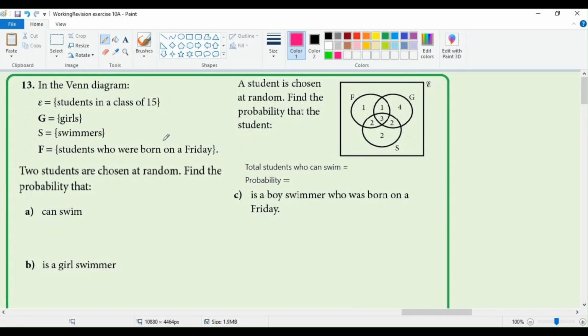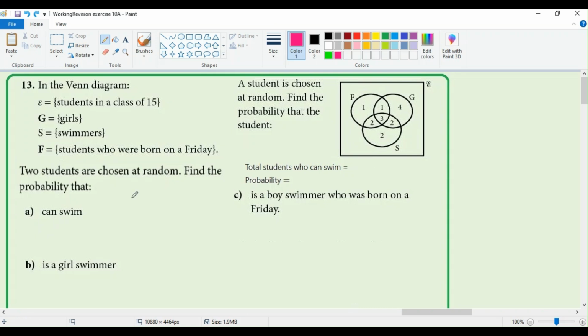The Venn diagram: the universal set is the students of a class that has 15 students. G is the set of girls, S is the set of swimmers, and F is the set of students who are born on Friday. So this region is specified for the students born on Friday, this is the region specified for girls only, and the last part is for swimmers. These are all the swimmers we are talking about. Now the question says two students are chosen at random. Find the probability that a student can swim.